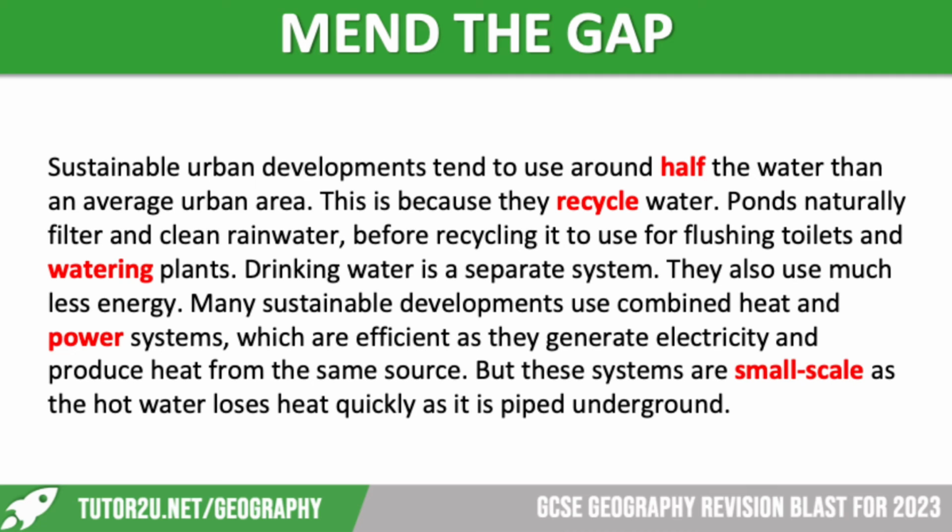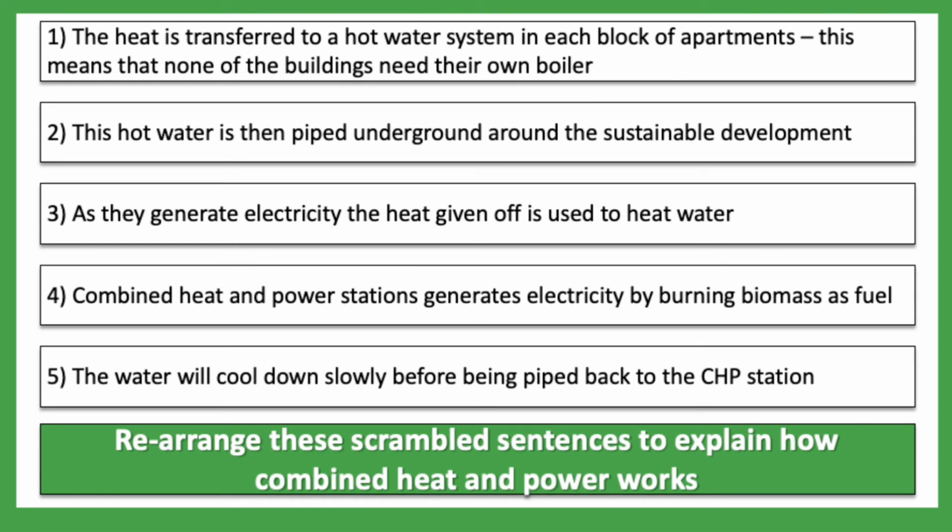Right, our next activity is going to have a look at the combined heat and power systems in a bit more detail. The Scramble Sentence activity is looking at you to explain how combined heat and power worked. So on the screen we have 5 statements that do explain how the system works, but they're not in the correct order. So you need to read through them, think about how the system might work, and then put them in the correct order. Once you're happy with your order, then unpause the video and we will check through.